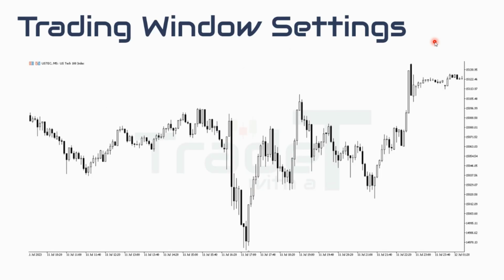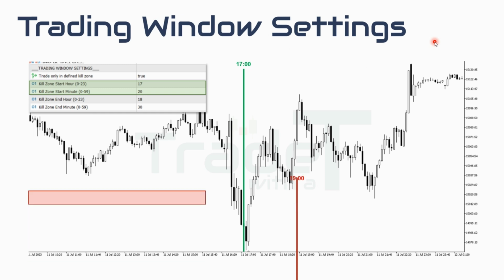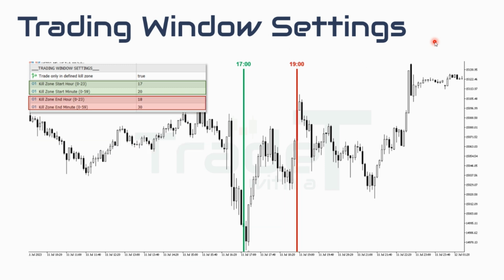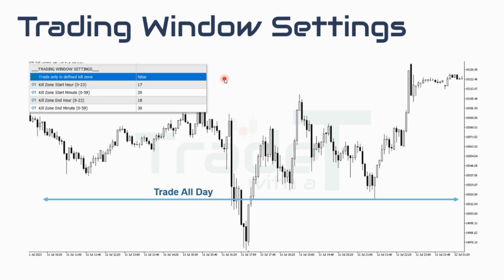First, let's talk about the window settings. Basically, as I told you, you can use a kill zone or a silver bullet window. In this case, you can just define the starting hour and the ending hour, and the trades will be taken inside this window. If you choose not to trade inside a kill zone, basically you trade every time. By setting this parameter to false, you're simply going to trade all day. Usually this is good when you are doing swing trades.